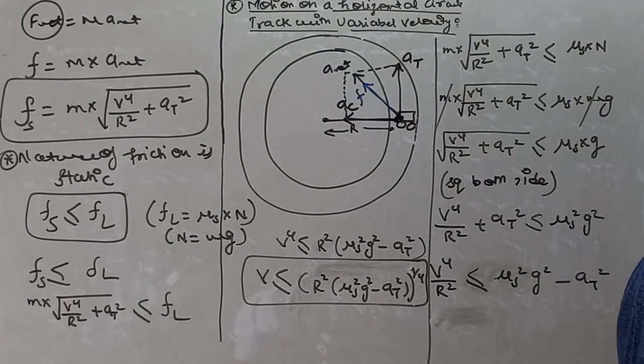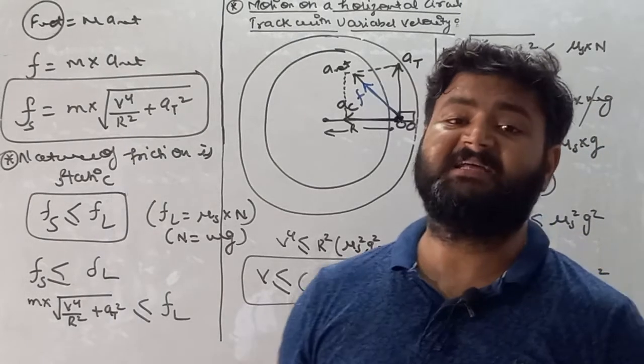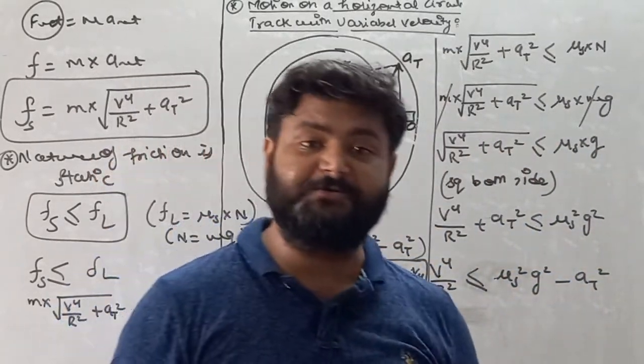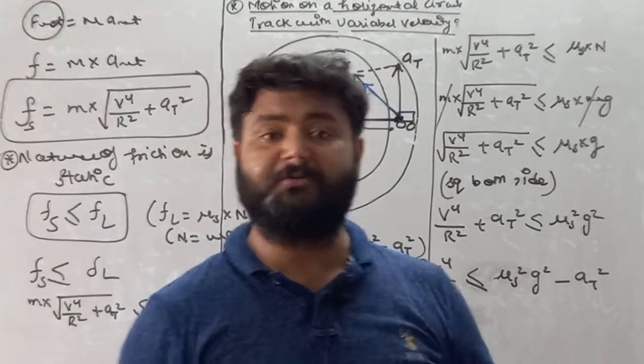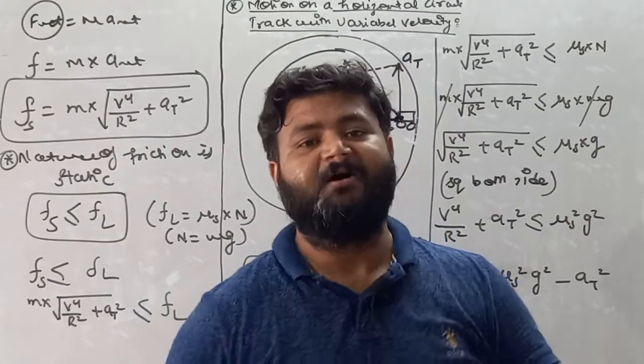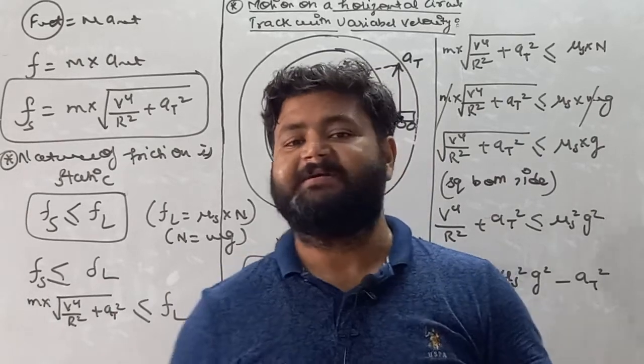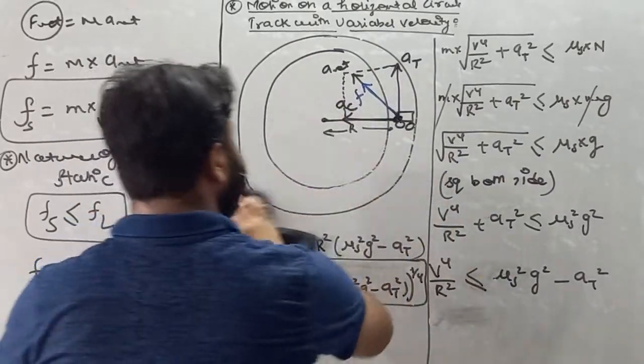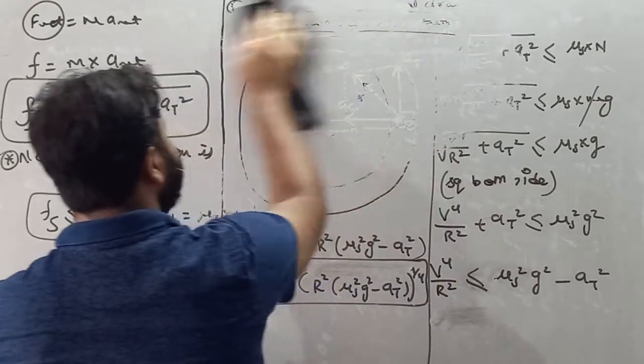That's why we can say friction is sometimes a helping force. Here friction is the force, my dear student, due to which your car, your bike, your cycle is capable of rotating on the horizontal circular track. So I hope you all understand this part of friction as well.